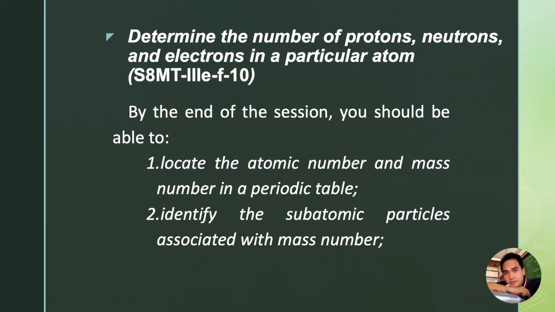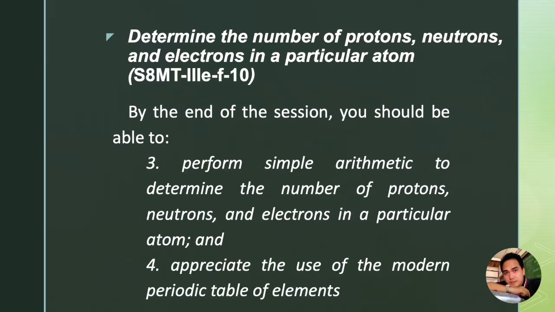And by the end of the session, you should be able to locate the atomic number and mass number in a periodic table. Identify the subatomic particles associated with mass number. Perform simple arithmetic to determine the number of protons, neutrons, and electrons in a particular atom. And finally, for you to appreciate the use of the modern periodic table of elements.